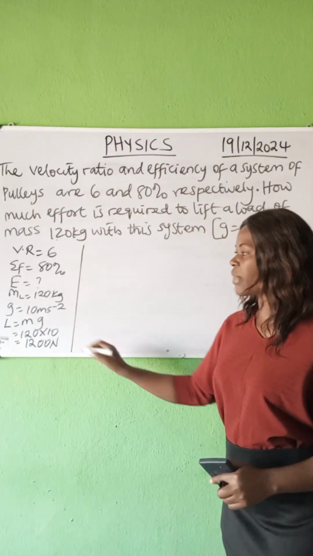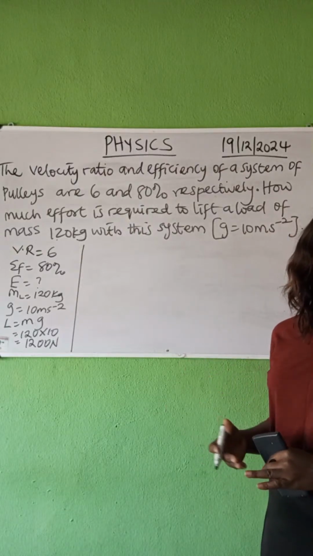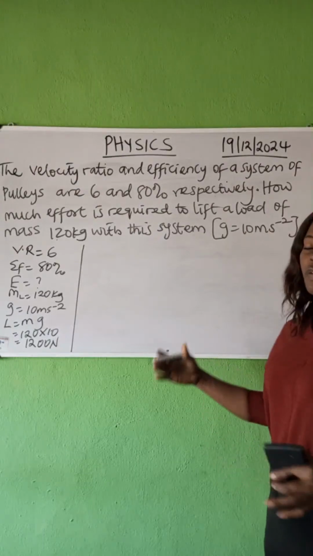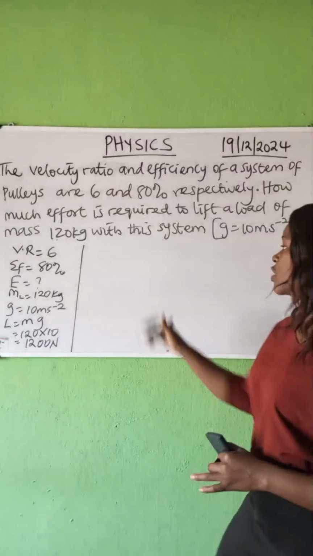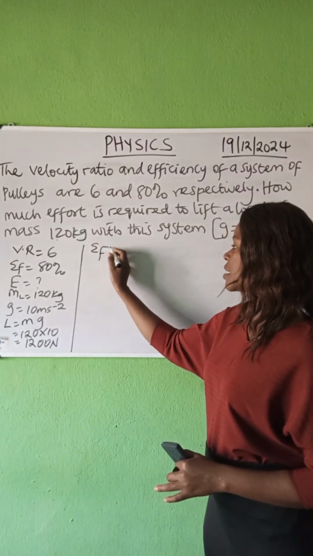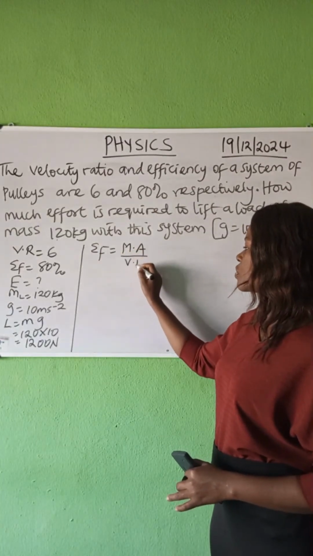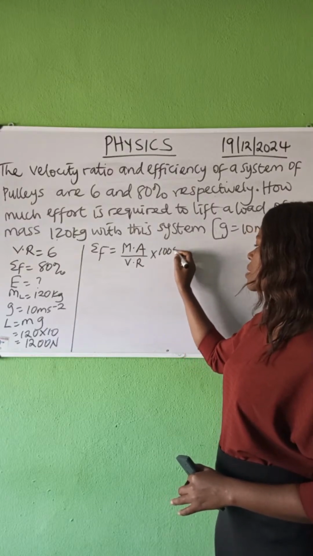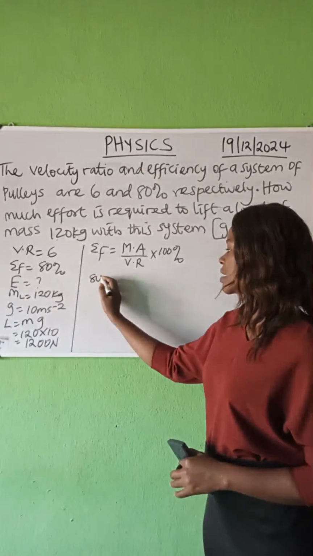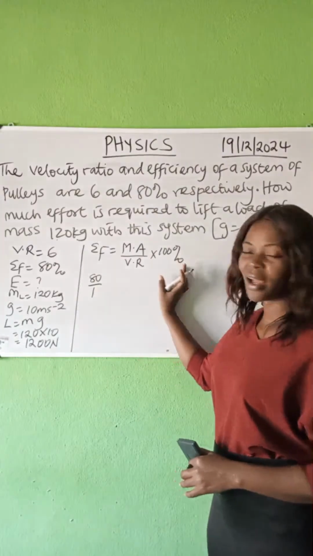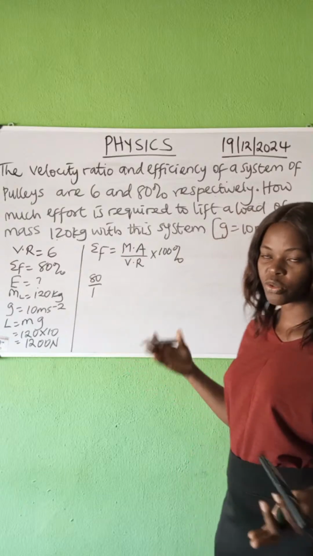So the next thing we are going to do is to use our efficiency formula to solve our velocity ratio, because we can't just look for effort without looking for mechanical advantage, because that is where the relationship between them connect. So I'm going to say that efficiency is equals to mechanical advantage over velocity ratio multiplied by 100%. Okay, so let's substitute into what we have. My efficiency is 80, and I told you yesterday that because I have multiplied by 100% here, I don't need to say 80 over 100 again. Is that clear? So don't make that mistake.